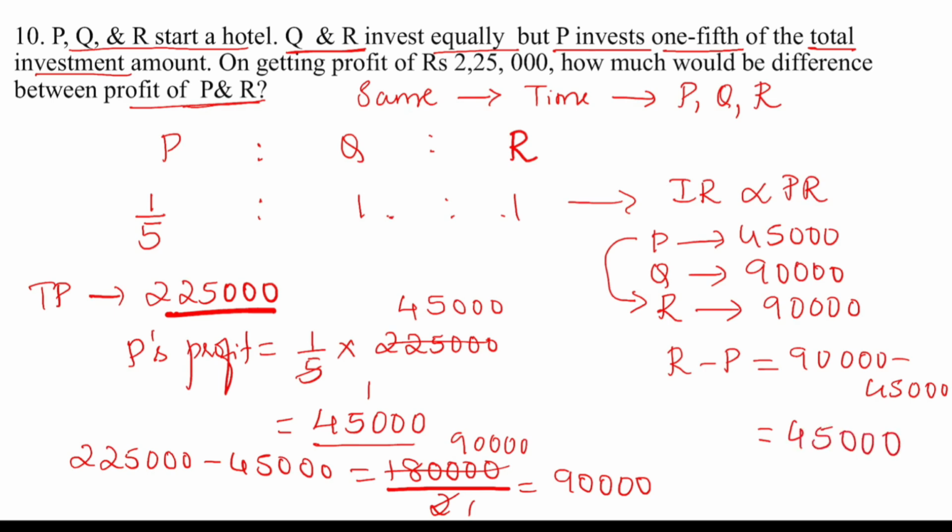So the difference between the profit of P and R is how much? 45,000. Okay. Next problem.